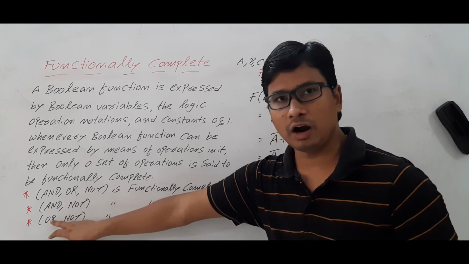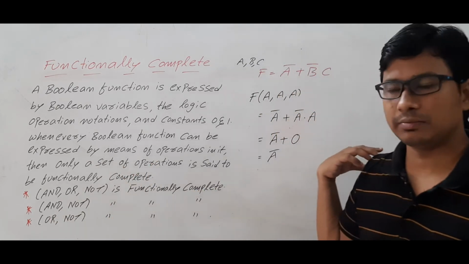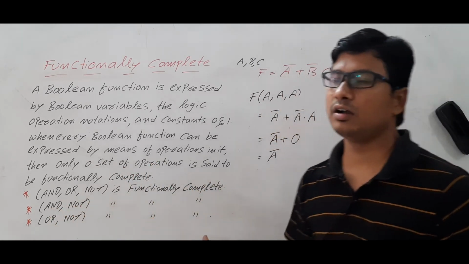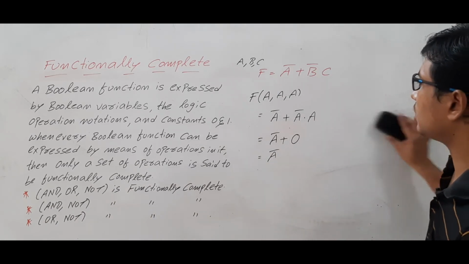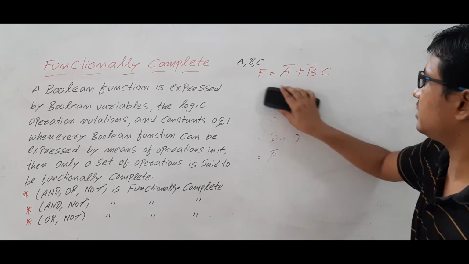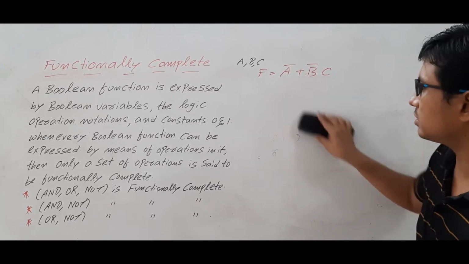If I find OR, then I can say that it is functionally complete. If I find AND, also I can say that it is functionally complete. Am I right or wrong? So we got the NOT. So how can I say whether OR can be derived or not?